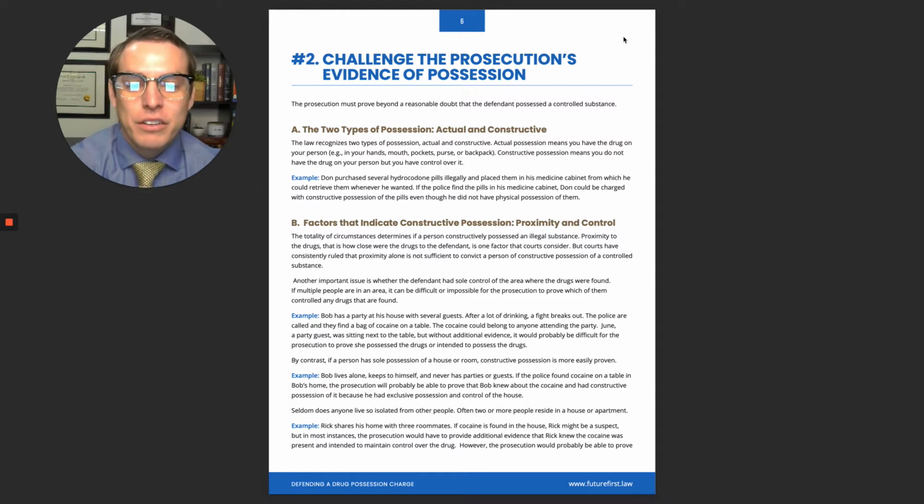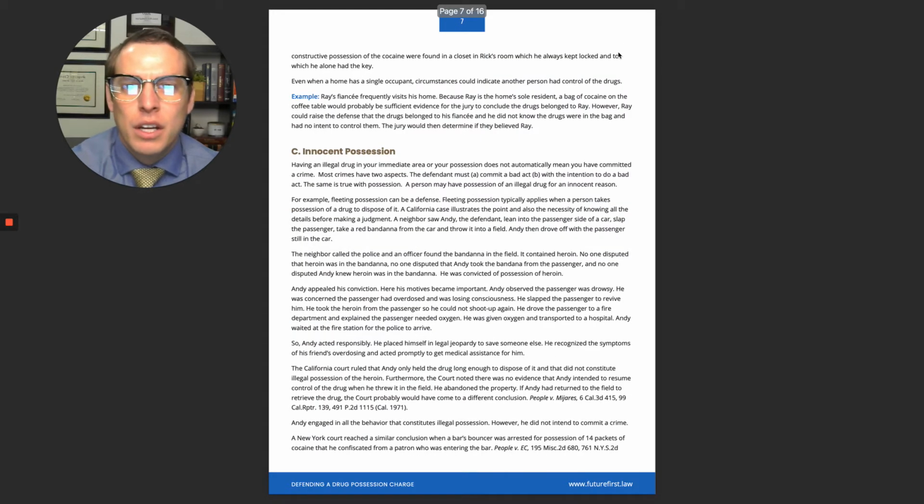Another example: Rick shares his home with 3 roommates. If cocaine is found in the house, Rick might be a suspect, but in most instances, the prosecution would have to provide additional evidence that Rick knew the cocaine was present and intended to maintain control over the drug. However, the prosecution would probably be able to prove constructive possession of the cocaine if it were found in a closet in Rick's room, which he always kept locked, to which he alone had the key. I jumped the gun on my example there.